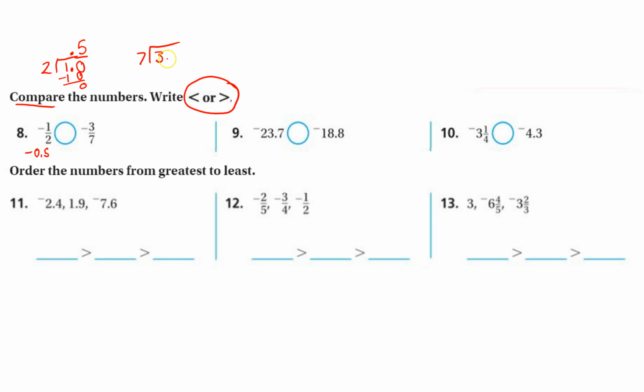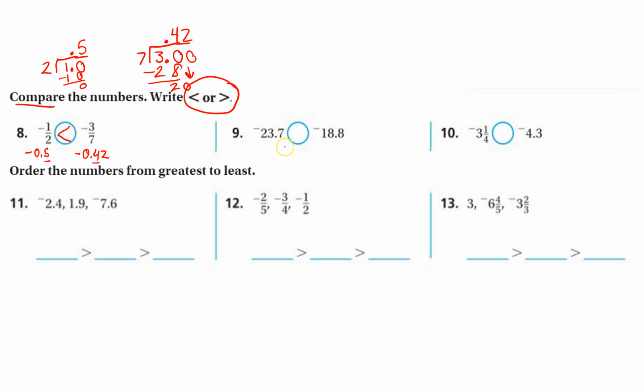And then I do the same thing with 3/7. Denominator into the numerator. 7 can't go into 3. So I add a decimal, add a 0, bring my decimal straight up. 7 goes into 30 4 times. That's 28. Subtract gives me 2, add a 0, bring it down. 7 goes into 20 2 times. And I've already gone far enough to be able to figure out my answer. So -0.5 or -0.4. And remember, on a number line, the further to the left is less. And -0.5 is going to be further left on the number line.